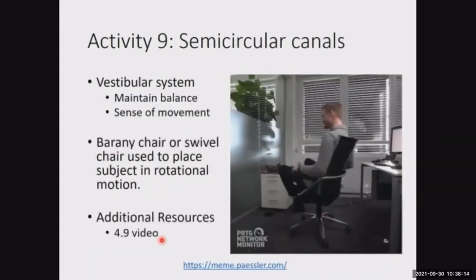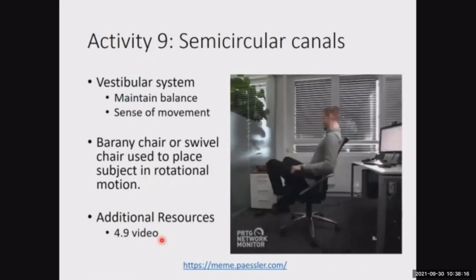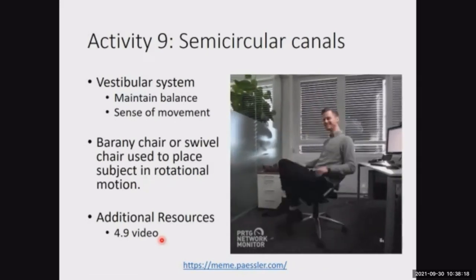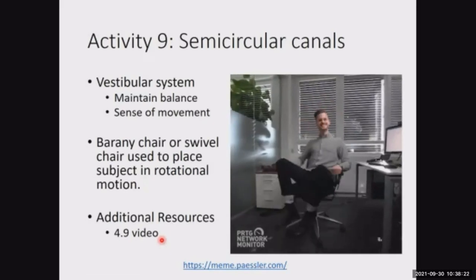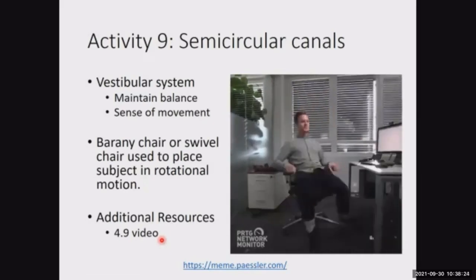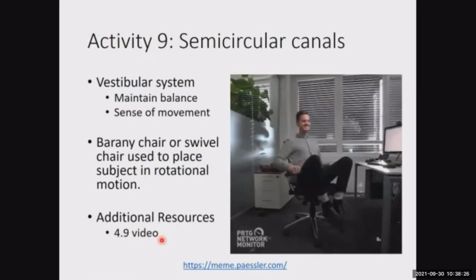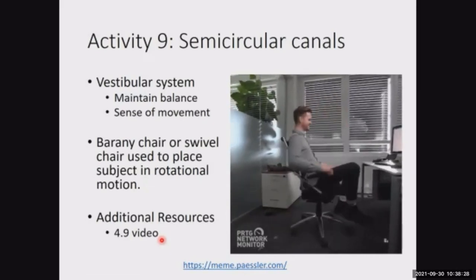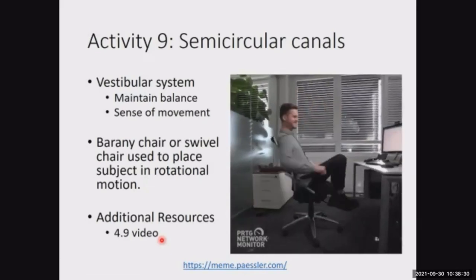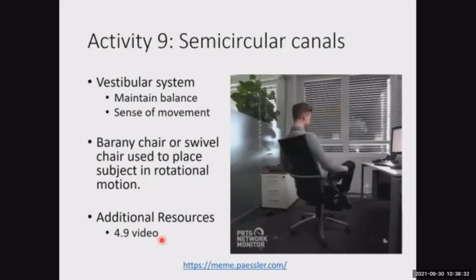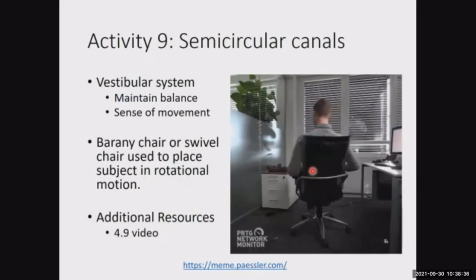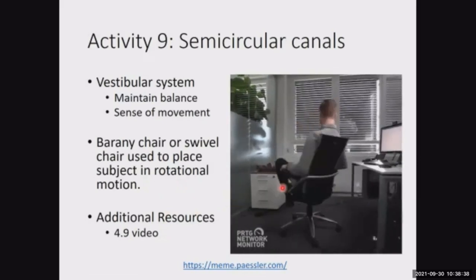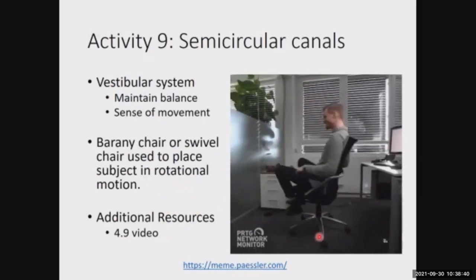Activity number 9 is taking a look at our semicircular canals. These are going to be important for our vestibular system involved with maintaining balance and sense of movement. And so generally this would be tested in a clinical setting within a Barany chair, but we can do the same type of things with a swivel chair. So, you can put your subject into a swivel chair, start to spin them around.